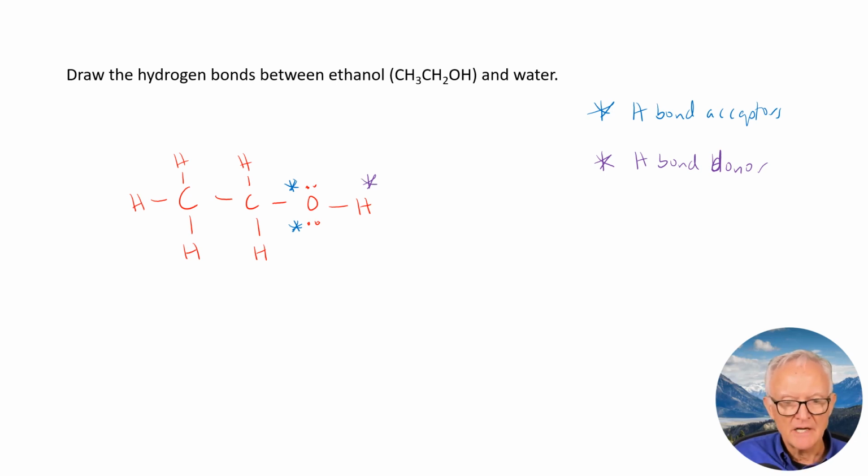Note that the other hydrogens on ethanol are not hydrogen bond donors, because those hydrogens are bound to carbon, and that makes a neutral bond, right? We have to have a polar bond to be able to do hydrogen bonding. Okay, so we've identified our hydrogen bond acceptors and our hydrogen bond donor.